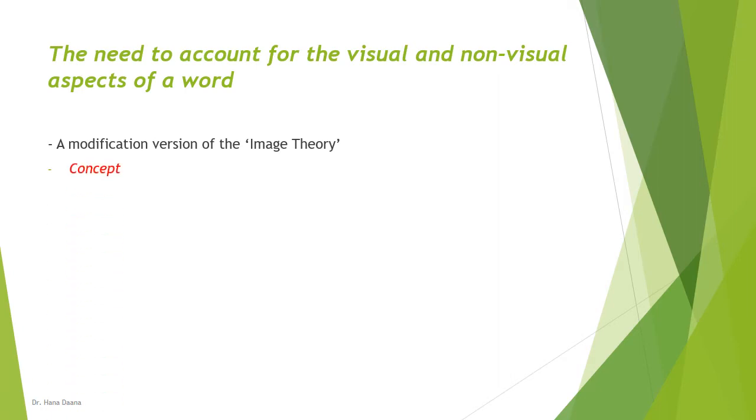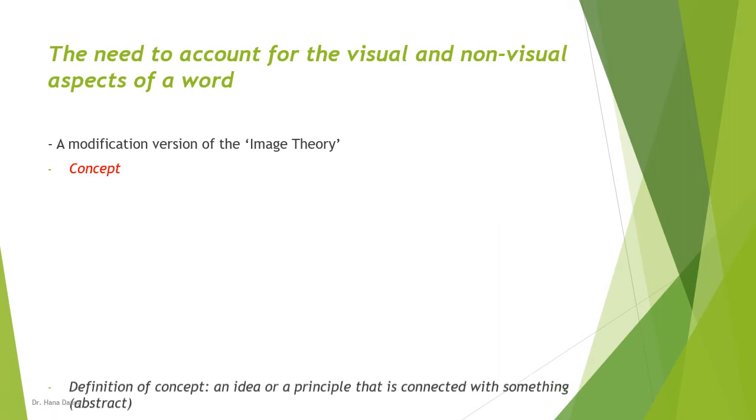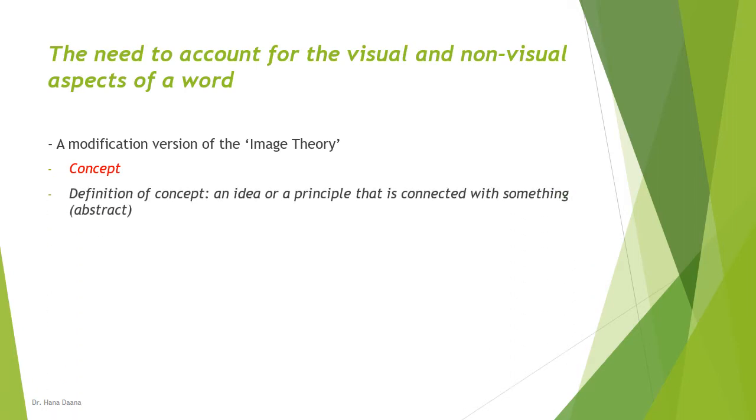It's a concept. The definition of the term concept in the Oxford Dictionary is an idea or a principle that is connected with something, and you can see between parentheses the word abstract. So what we're dealing with here is abstract entities. In this way, a concept might be able to account for the non-visual features which make a chair, which make loyalty, and which make a cat.